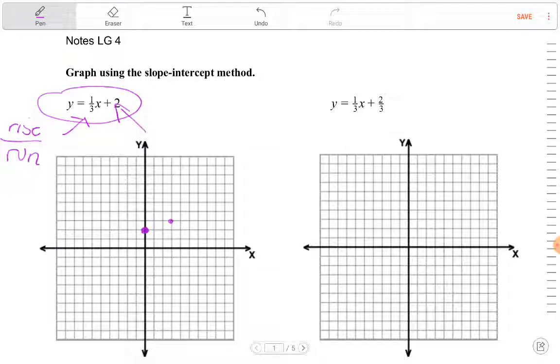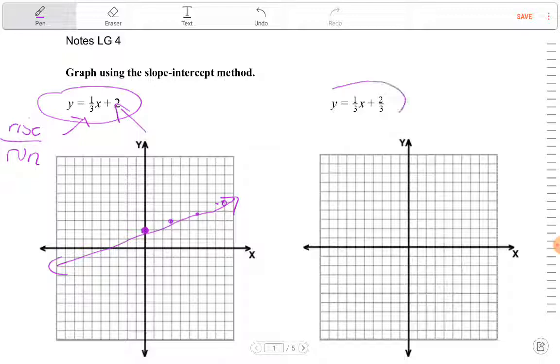And I could theoretically do it as often as I want, so I have enough points until I can clearly see my straight line over here. And then you're going to connect it with a ruler as good as you can. My ruler here right now is not going to look any pretty, but you're going to get the picture. This is what we already know from the slope-intercept method.